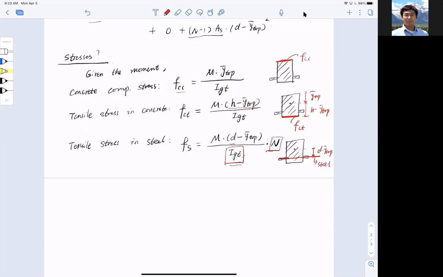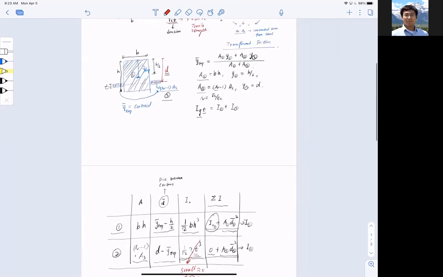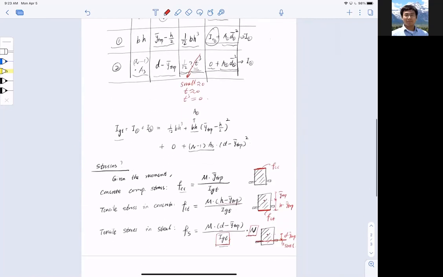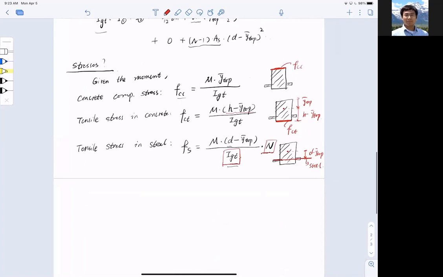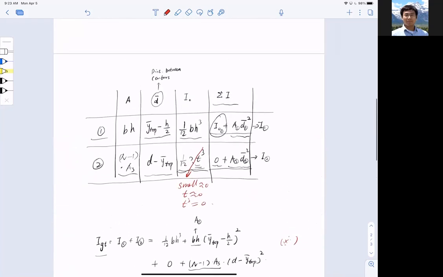All right, okay. So now this is the stress in the steel, right? And we have to find out a way to compute the moment of inertia for the uncracked elastic section and the corresponding compressive stress, tensile stress in concrete, and tensile stress in steel. All right. And again, you might need to remember these equations here. Now you don't have to remember this equation here, but you need to know how to compute or how to get here from this table here.